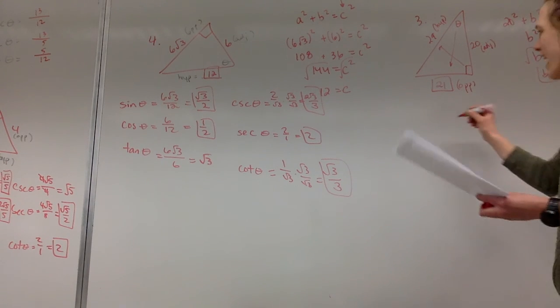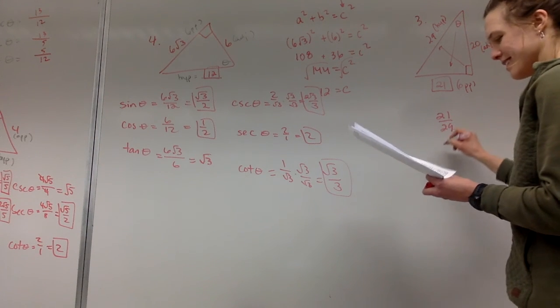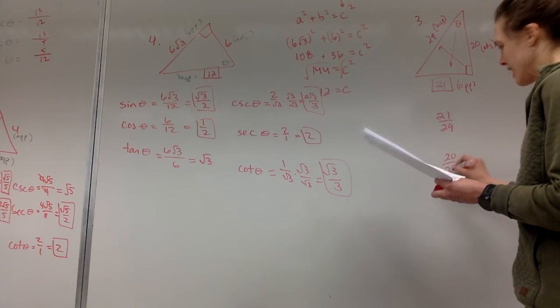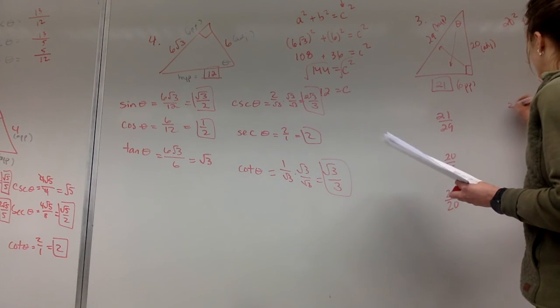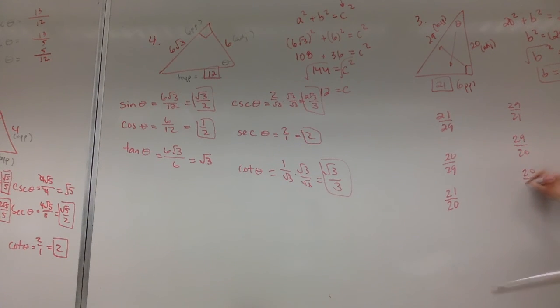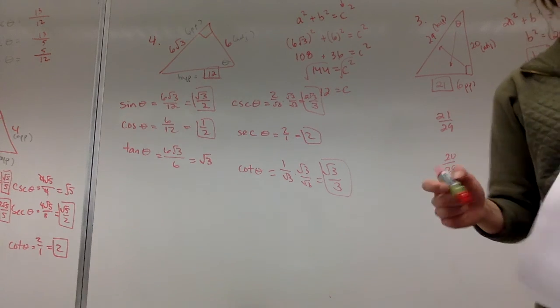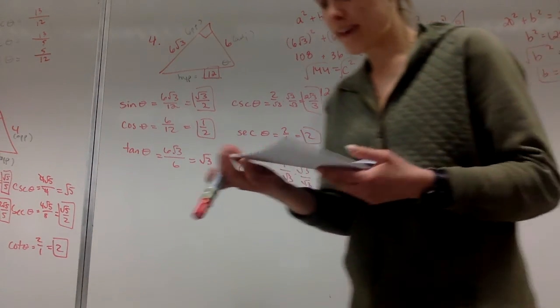All right, so for sine, you should have 21 over 29. For cosine, 20 over 29. For tan, 21 over 20. Then 29 over 21, 29 over 20, and 20 over 21. Got it? Cool. All right, so flip it to the back.